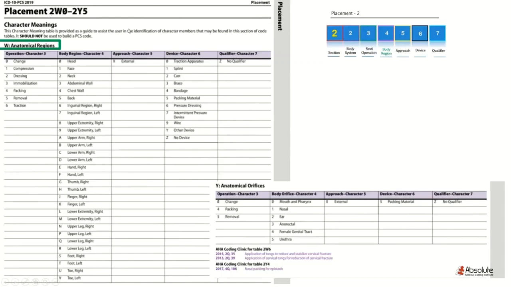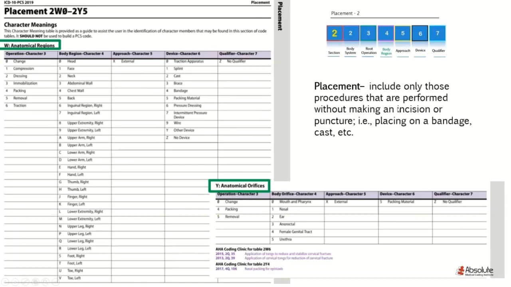Okay, so we know the section is 2, and we know the body system is the second character. The second character here are W and Y. W is for anatomical regions, and Y will be anatomical orifices. Okay, now let's go ahead and define what placement is. We're talking about it, but we didn't define it. Placement includes only those procedures that are performed without making an incision or a puncture. Example, placing on a bandage, a cast, etc.